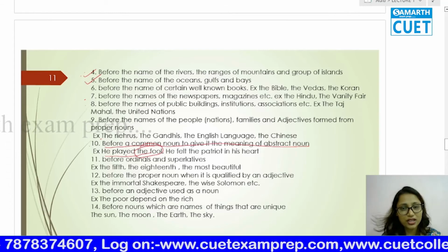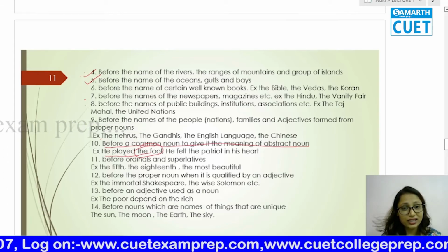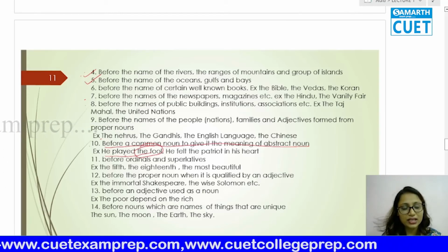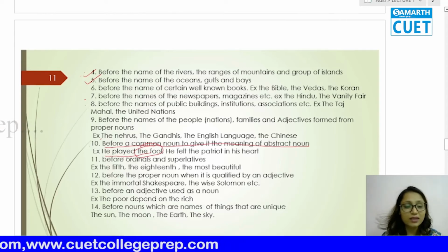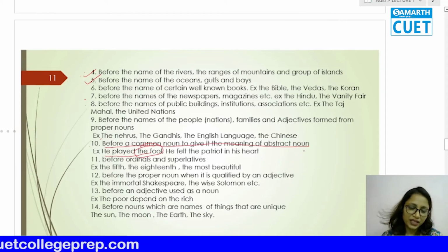Abstract nouns are those which we can feel. You cannot touch them. There are no physical quantities. They are just feelings that can be felt, like love, hate. They are all abstract nouns. We are going to cover it in the next video when we study nouns.